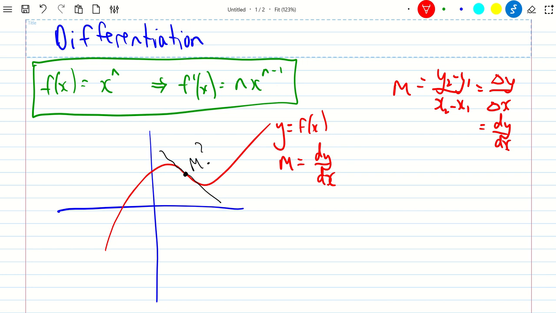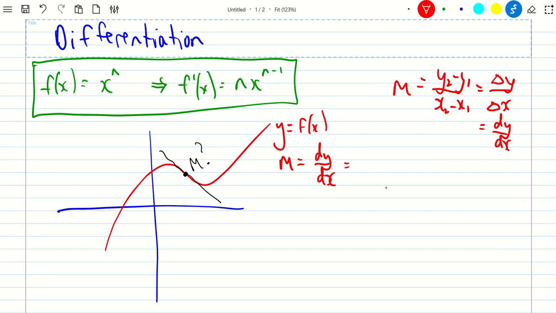So d is an infinitesimally small change in y divided by an infinitesimally small change in x. As the change gets smaller and smaller, it becomes more and more accurate, and d is infinitesimally small. So as the change approaches zero, you get this exact calculation for what the gradient is equal to, and we call that dy/dx.